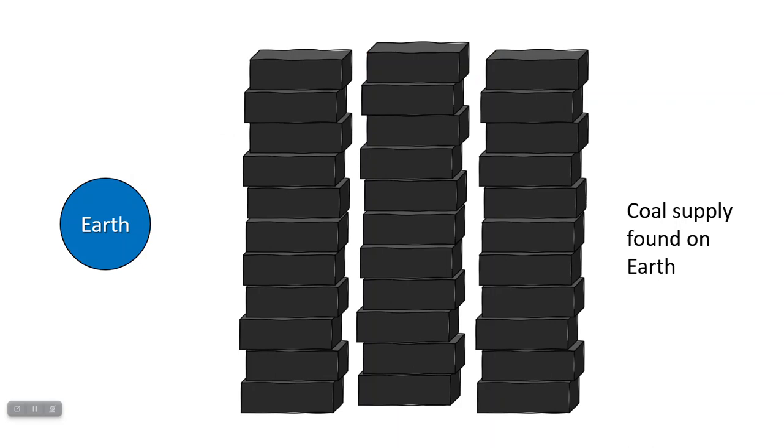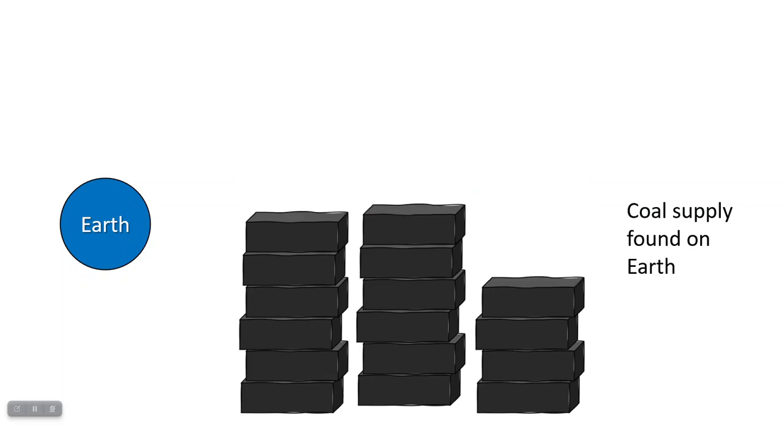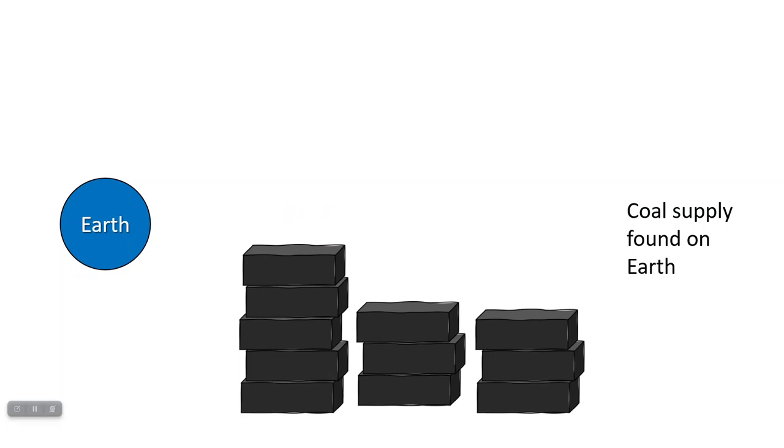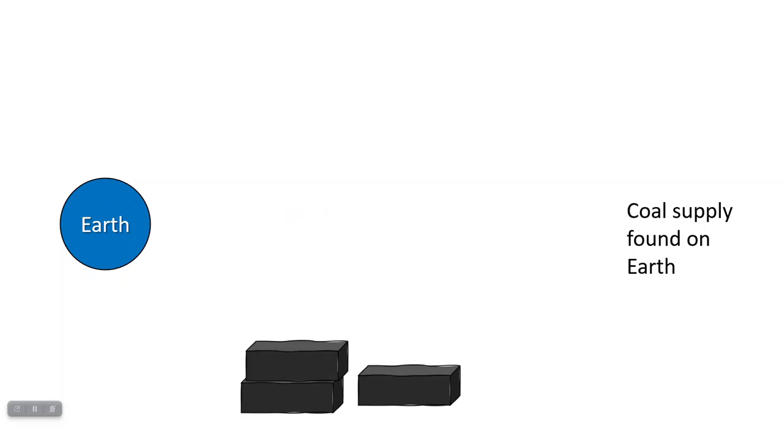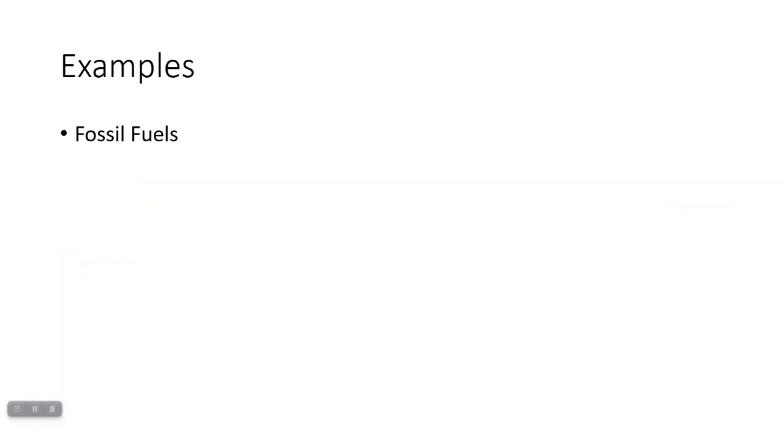So, this is the way I think about it. We have the Earth. Let's imagine that all these bricks represent the coal supply found on Earth. This is all we've got. The Earth is not generating more. And as we continue to use it, we end up having less and less of it available. No more is being generated. And so eventually, we will use up what we have on the Earth.